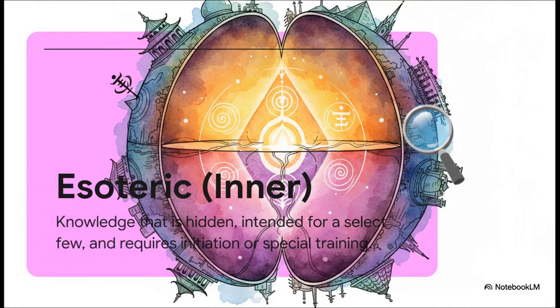And on the flip side, you have the esoteric. You guessed it, from the Greek for inner. This is the hidden core. This is the knowledge that's kept for a smaller, really dedicated group of people. It's usually way more mystical, full of symbols, and you can't just pick it up. It often requires some kind of special training or initiation. If the exoteric is the user manual, the esoteric, that's like the secret developer commentary.